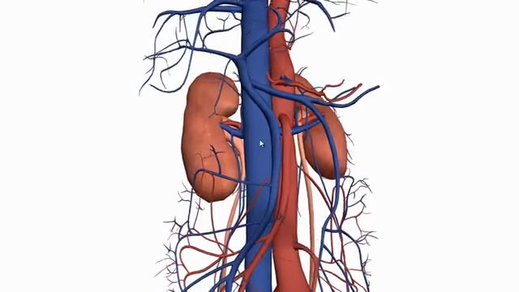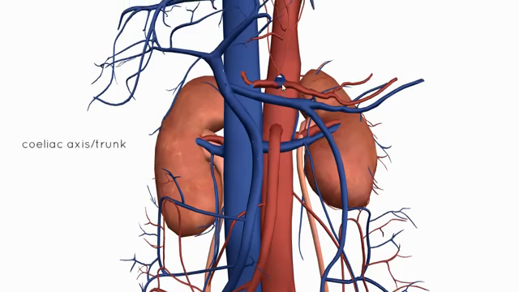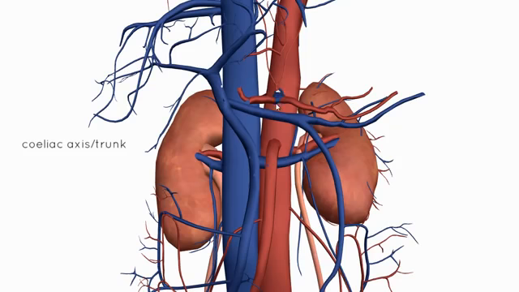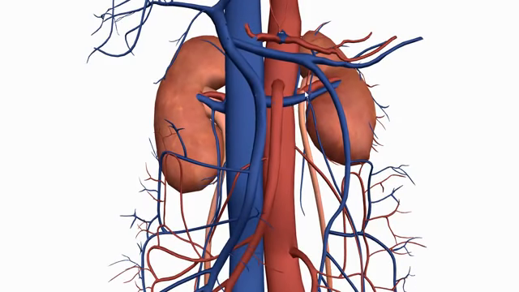So you can see the renal arteries coming off the abdominal aorta just below the level of the superior mesenteric artery. So this trunk here coming off the abdominal aorta is the superior mesenteric artery, and just above it we have the celiac axis, which for some reason has a little bit of blue in it, but it is an artery. So the renal arteries come off just below the level of the superior mesenteric artery, laterally off the aorta.